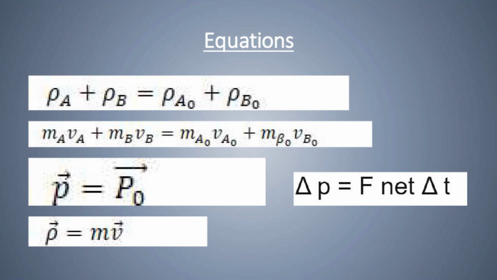And then the other one is the most simple form, which is just the final momentum is equal to the initial momentum. The equation on the right is the impulse momentum theorem, which is the change in momentum is equal to the net force over the change in time.